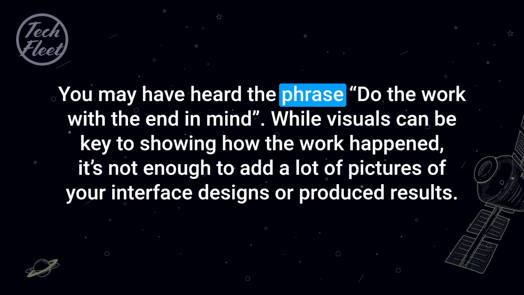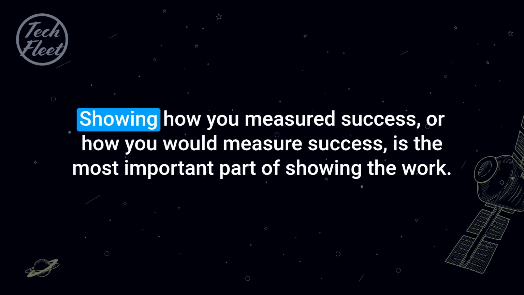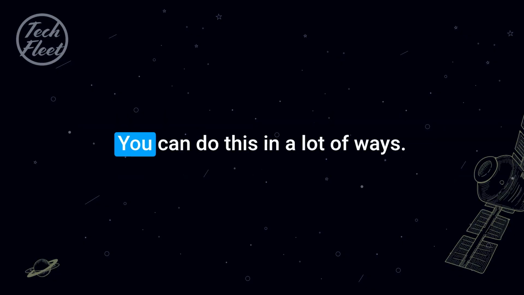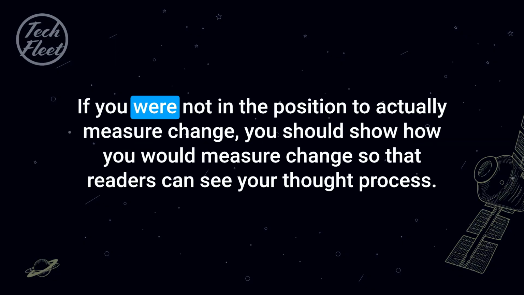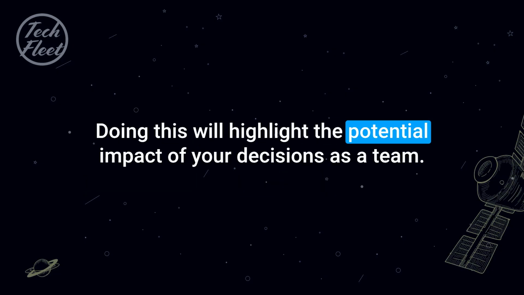You may have heard the phrase, "do the work with the end in mind." While visuals can be key to showing how the work happened, it's not enough to add a lot of pictures of your interface designs or produced results. Showing how you measured success, or how you would measure success, is the most important part of showing the work. You can do this in a lot of ways. If you are not in the position to actually measure change, you should show how you would measure change so that readers can see your thought process. Doing this will highlight the potential impact of your decisions as a team.